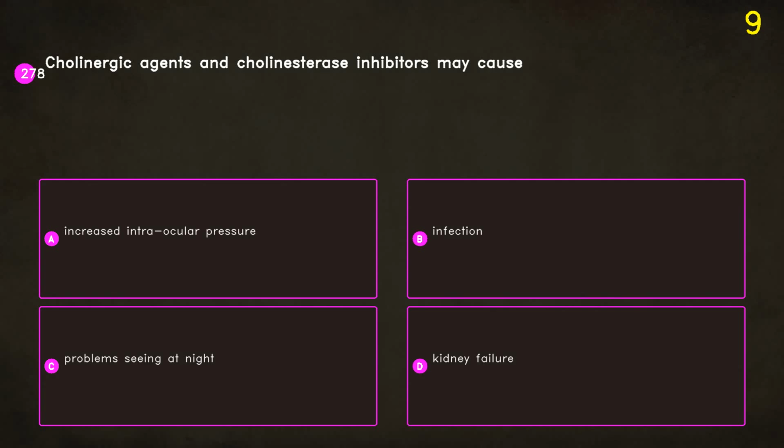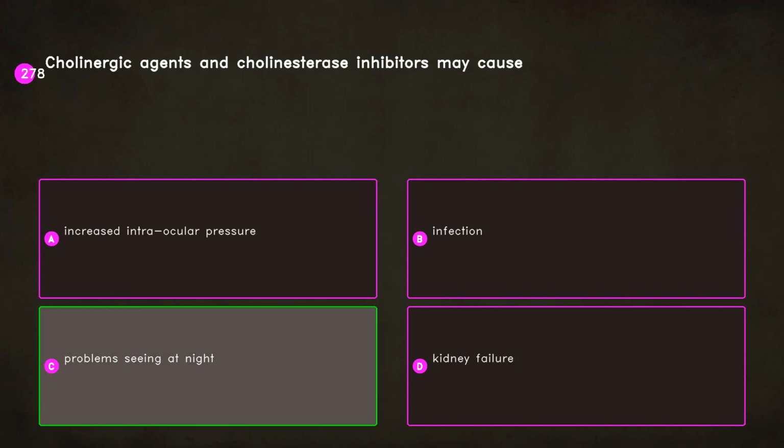Question 278. Cholinergic agents and cholinesterase inhibitors may cause A. Increased intraocular pressure. B. Infection. C. Problems seeing at night. D. Kidney failure. The correct answer is problems seeing at night.